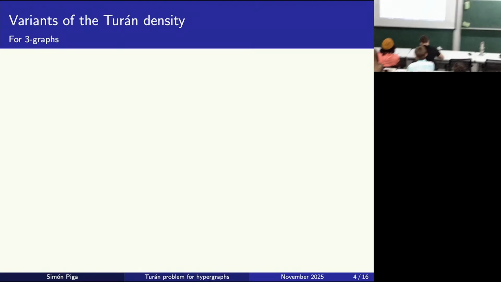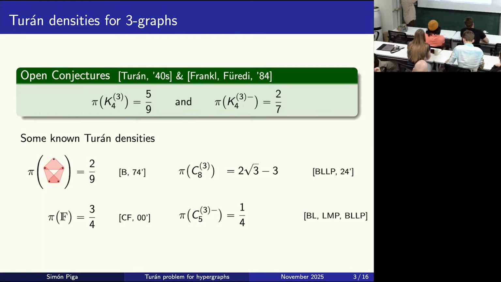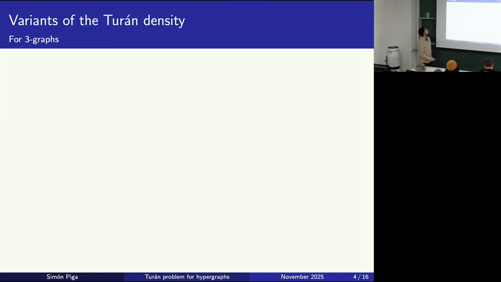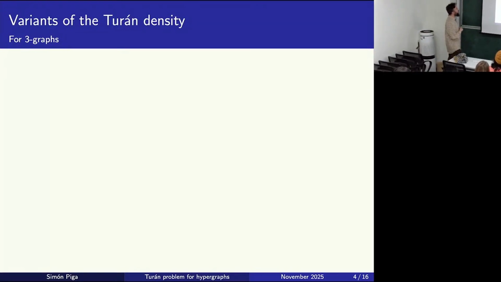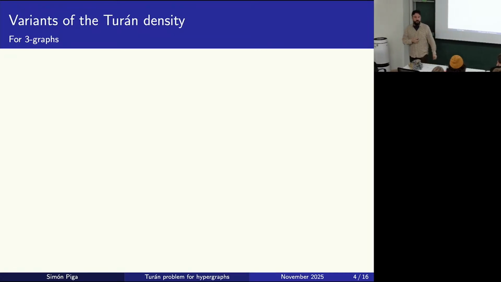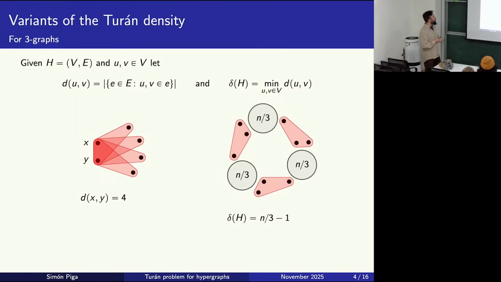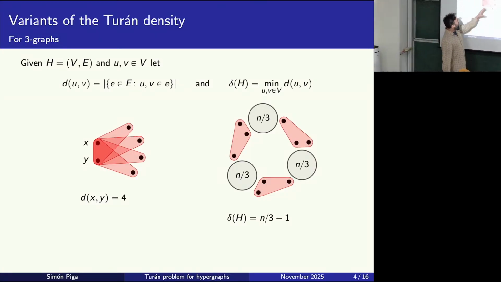So since this problem, even for 3-graphs, is so hard, we can study variations of this problem to see whether it gets simpler, right? And here most of the time I'm going to talk about 3-graphs, right? So everything is going to be about 3-graphs. So two main things that I think you probably know.